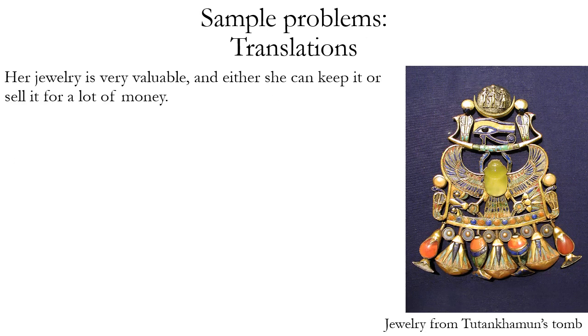So let's look at some sample problems, do some translations with these longer compound statements. Her jewelry is very valuable, and either she can keep it or sell it for a lot of money. As before, let's start by identifying the logical operator terms and circling them. So that's the and, we're going to translate that with a dot, and we have an either or, which we can translate with the wedge. We could also circle the word either to remind us that it's part of the operator, but it doesn't add another symbol, so it's kind of redundant with the or.